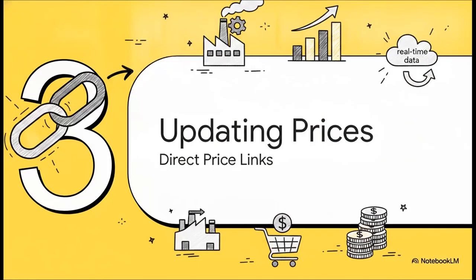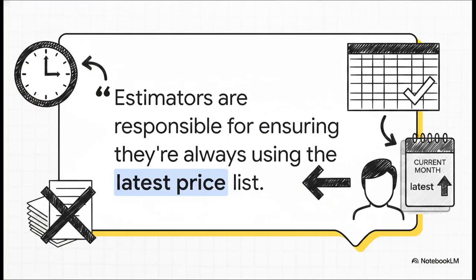Right. Section 3, updating manufacturer prices with direct links to current lists. The source material hits on a pretty harsh truth of the industry. It clearly states that estimators are responsible for ensuring they're always using the latest price list. Basically, the ultimate burden of accuracy falls entirely on your shoulders. You really can't blame the software if you're pulling data from 3 years ago.